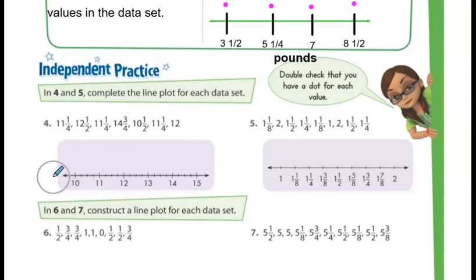So again, when you're listing them down here, you just want to go back and say 1, 2, 3, 4, 5, 6, 7. You should have 7 dots. 1, 2, 3, 4, 5, 6, 7, 8, 9. So you just want to make sure that however much data you have is how many dots or X's you have.